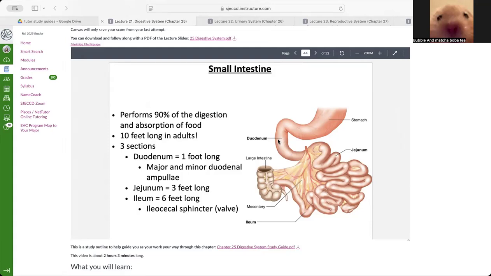This is the shortest section. The jejunum is 3 feet long. It's to the left side, while the ileum is 6 feet and it's the majority of the small intestine. It ends with the ileocecal sphincter that controls the flow from the small to the large intestine. And the lumen is smaller than the duodenum.